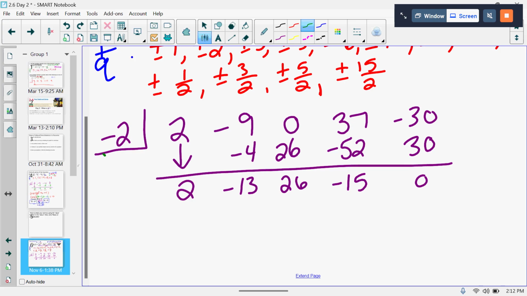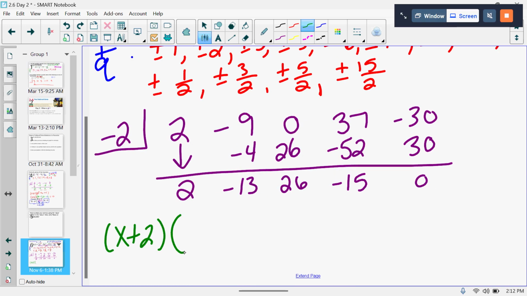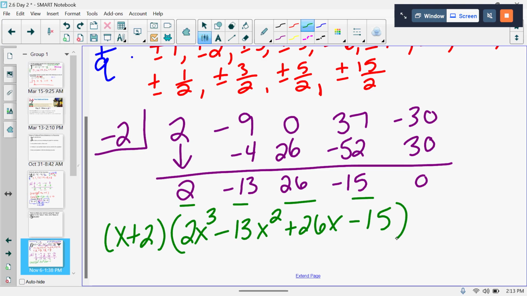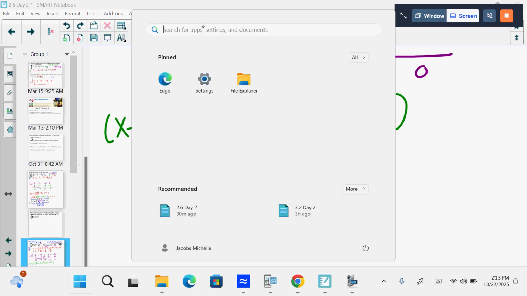So if the 0 is -2, remember the factor is going to look like x plus 2, because if you fill in -2, -2 plus 2 is 0. Now, if we factor this out, remember, if this is a degree 4 polynomial, what's left is going to be a degree 3 polynomial. Remember, these are the coefficients of it. So 2x to the 3rd minus 13x squared plus 26x minus 15. So guys, if that were degree 2, we could go ahead and factor it. It's not. So we're going to have to do another round of synthetic division.